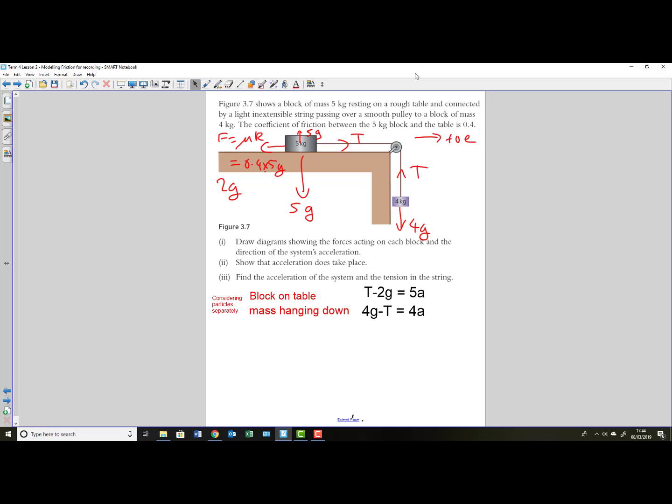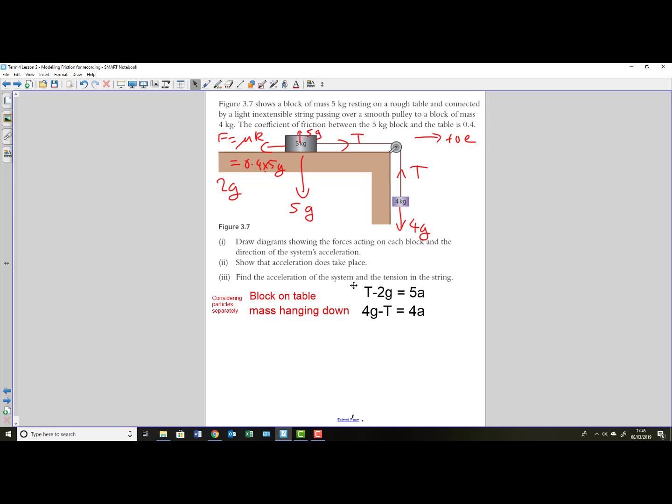First of all, looking at the block on the table, we've got a force of T pulling it forwards, friction of 2g dragging it backwards, so the net force in that direction is T minus 2g, and the acceleration is simply ma, 5 kilograms times a. On the other hand, if we look at the weight hanging off the table, we've got a weight of 4g pulling it in the positive direction, but it's being held back by T, so the net force on this object is 4g minus T. And of course, that's your F, so ma is simply 4a.